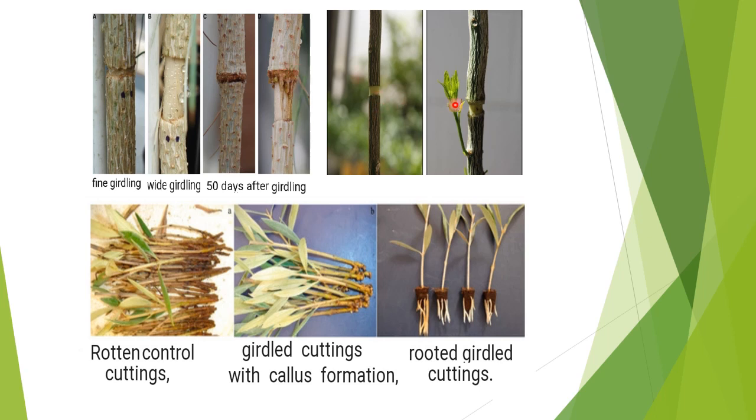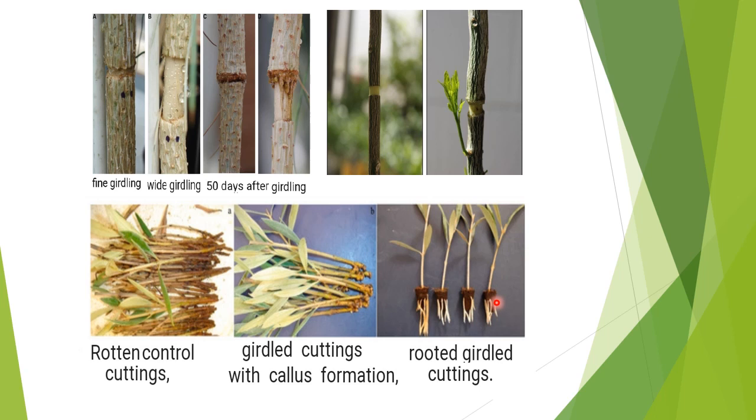This is how a girdle is made here, and these are some girdling controls. Here, girdled cuttings show callus formation, whereas whenever you are not girdling, these are rotten control cuttings. You have taken two types of cuttings: one which is the control, which has not been subjected to the girdle, and the second which has been taken from the girdled areas where ringing has been done, and you see the difference. The controls are rotten here. The girdled cuttings have produced callus formation, and after the callus formation there is rooting of these cuttings.